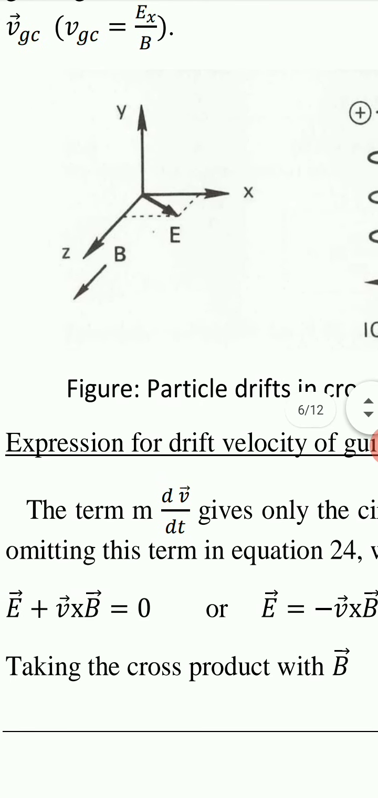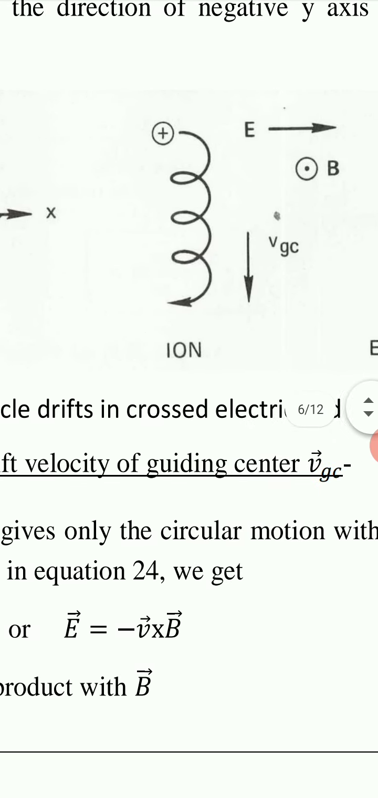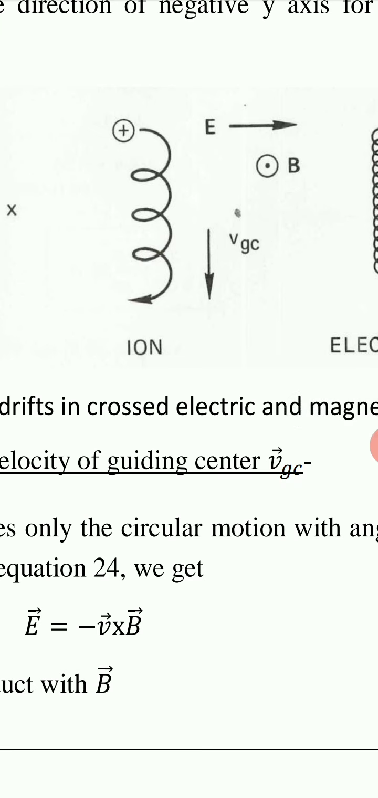In this figure, we have three mutually perpendicular axes, x-axis, y-axis and z-axis. The direction of magnetic field B is along the direction of z-axis. The direction of electric field is along the xz plane. Its y component is 0. Now the motion of a positively charged particle, that is an ion, is shown in this figure. It is a helical path, and now the guiding center is moving towards the direction of negative y-axis.